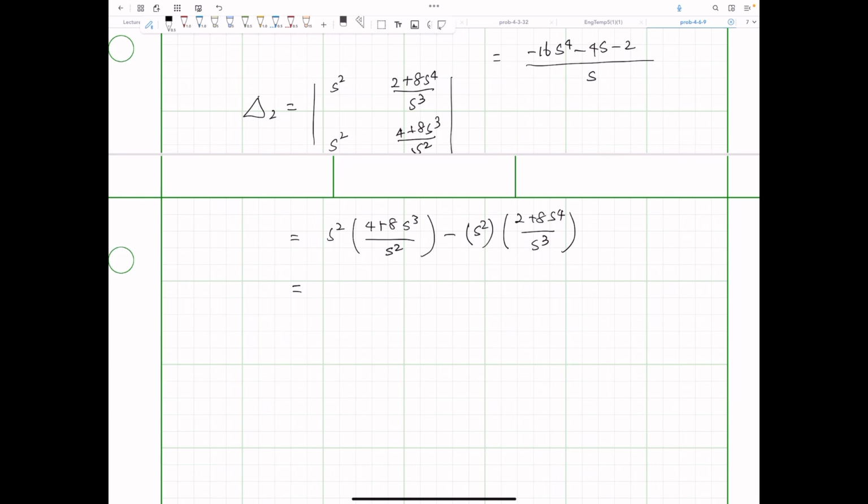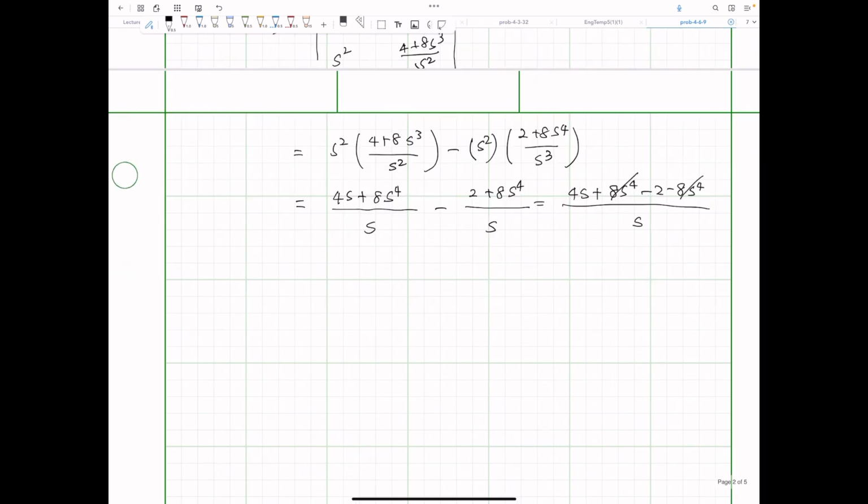So the first term, we're going to keep s, then 4s plus 8s to the power of 4 minus, the denominator is going to be just s, 2 plus 8s^4, combining together. The common denominator is s. We have 4s plus 8s to the power of 4 minus 2 minus 8s to the power of 4. That is now (4s minus 2) over s.